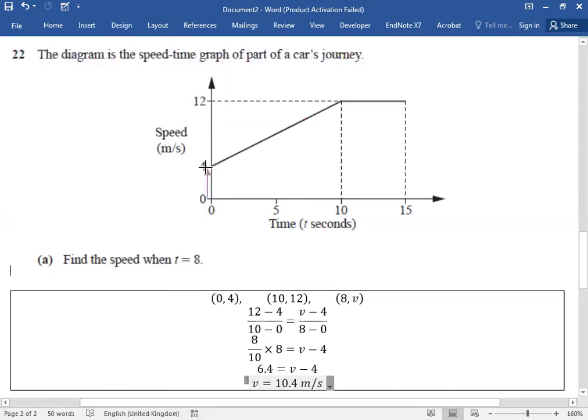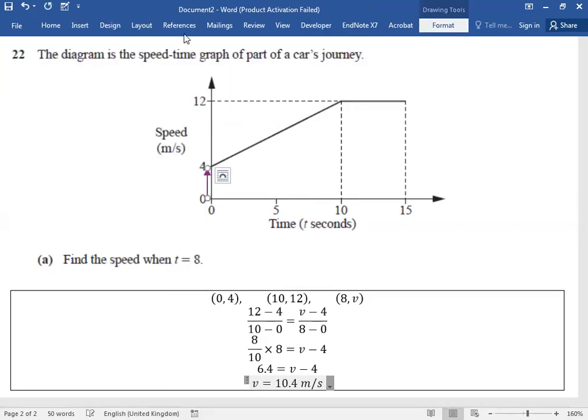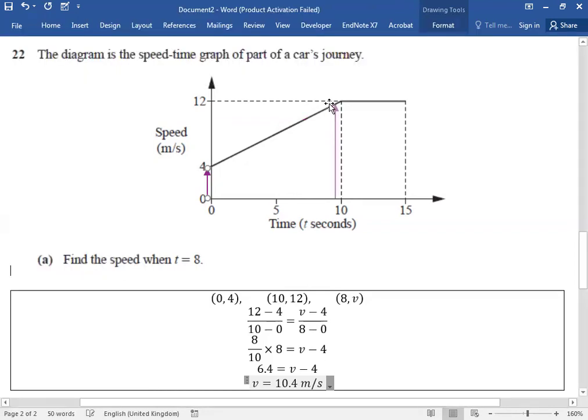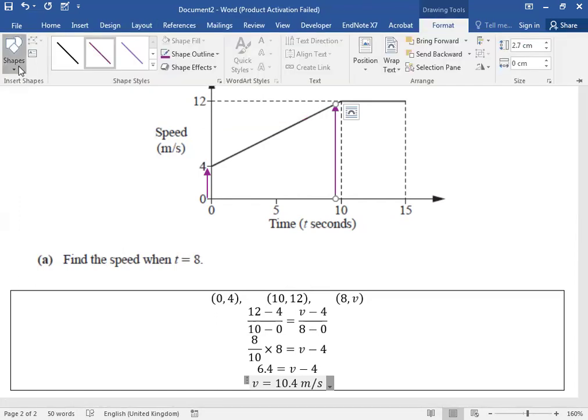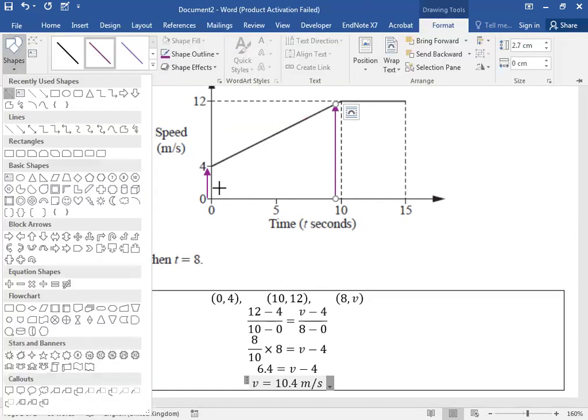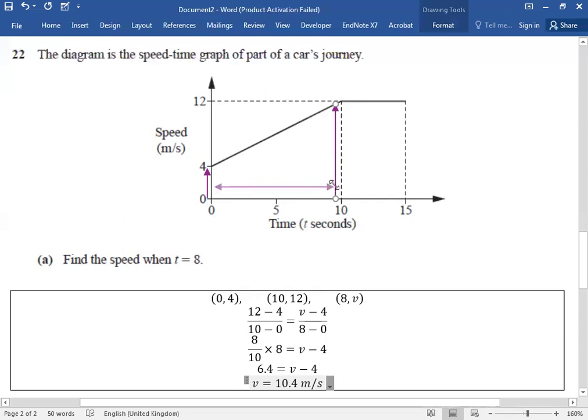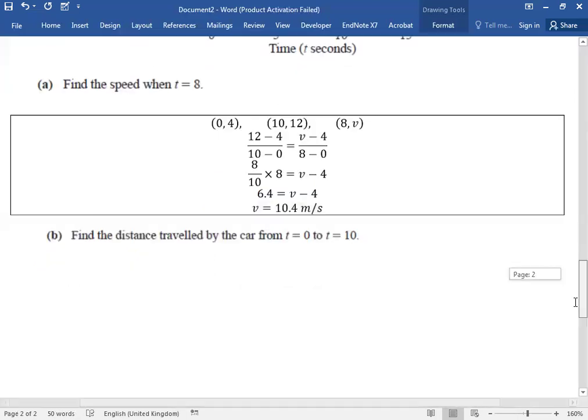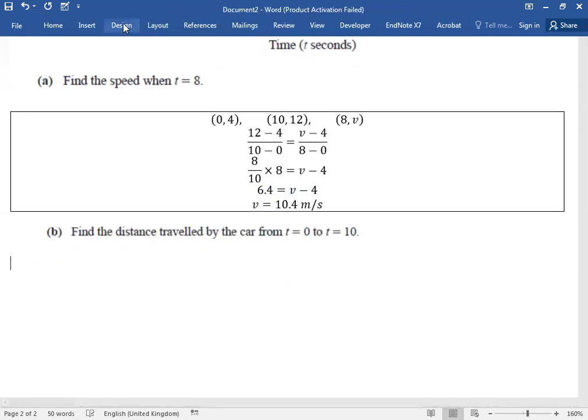What is the length? This is one parallel side. 4. And what about the other parallel side? 12. And what about the height? Height is the perpendicular distance between the parallel sides. This is my height. So the height is 10. Is this clear? So how do I find the distance traveled? Area under the graph.